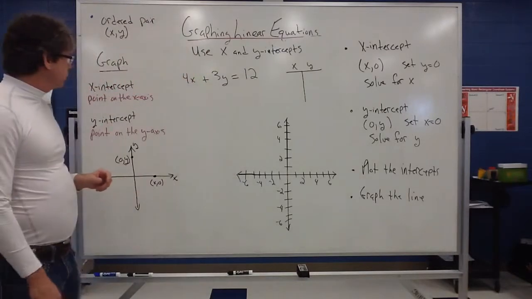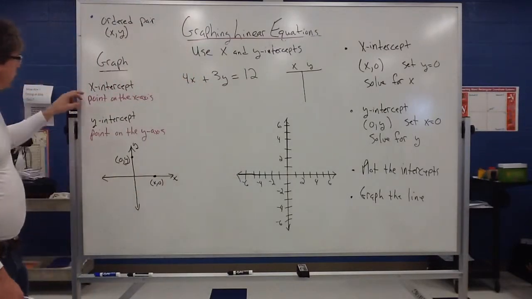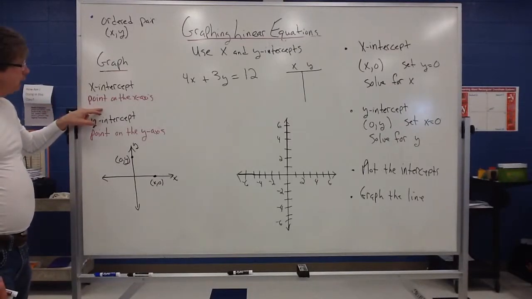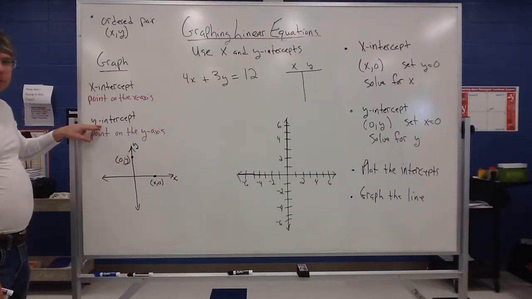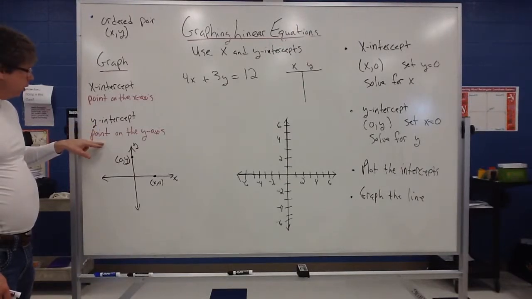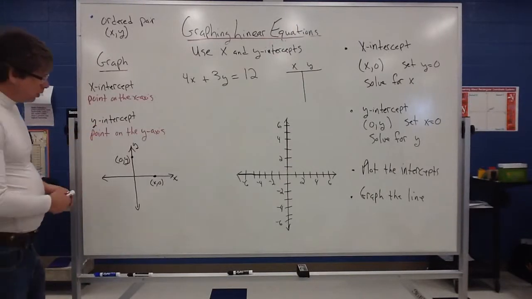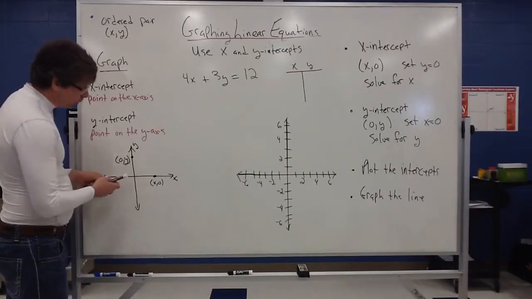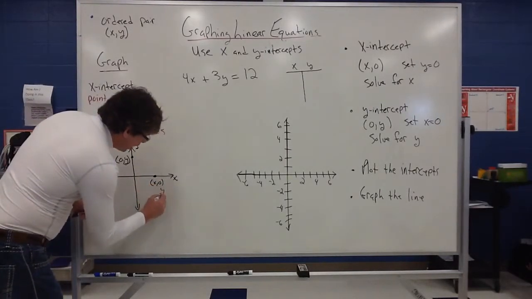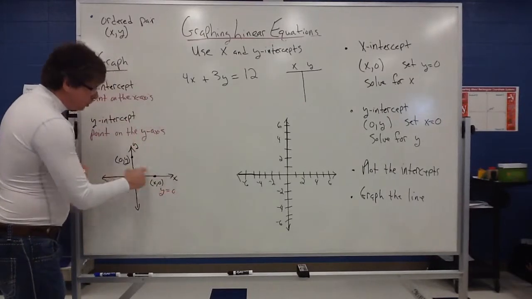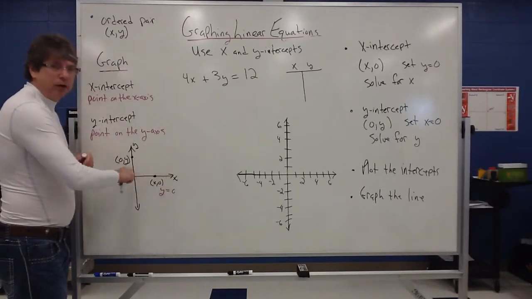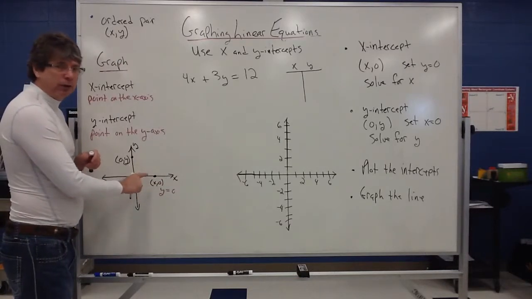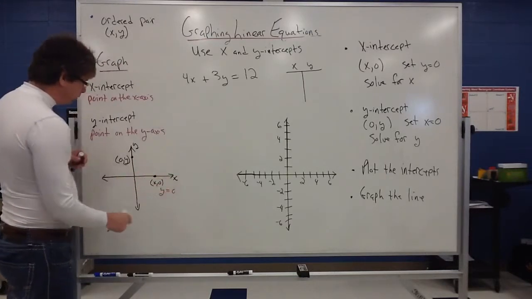Remember, as we discussed in the last video, an x-intercept is a point on the x-axis. The y-intercept is a point on the y-axis. So one thing to pick up on is, if you're on the x-axis, your y value has to be 0. You can move left and right, so your x value is unrestricted, but your y value is locked in. It has to equal 0 to be on the x-axis.